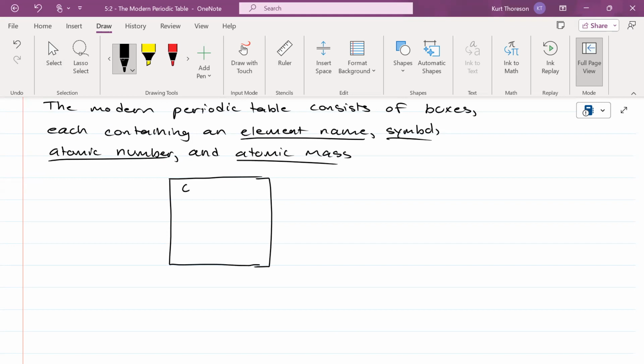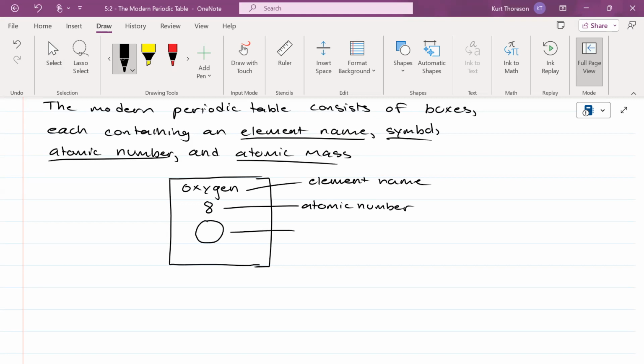So the first thing is you might have the name of the element, in this case, oxygen. You'll then have its atomic number. Oxygen's atomic number is 8. Here's a unit 1 question for you all. What does the atomic number represent? The number of protons. You'll then have the element symbol, which is a 1 or 2 letter symbol.